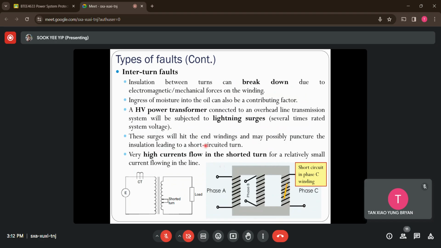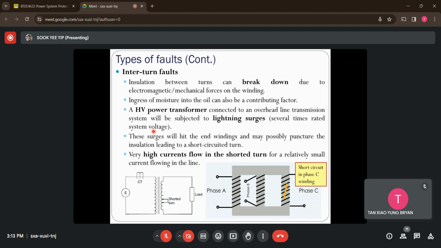So for these kinds of failure, it rarely happens for low voltage transformers, but it happens for high voltage power transformers instead. Why? Because this power transformer, right, usually will be used together with the overhead transmission line, which is outdoor. So in such a case, it's subjected to problems like lightning strikes. Whenever we have a lightning strike that hits the transformer winding, the voltage can be very high, reaching several times the rated system voltage value.